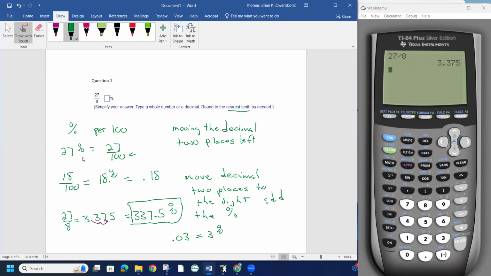So remember, if I want to change this percent back to a decimal, you'd have to move the decimal two places back to the left. So if I want to change this back, 337.5% would be the same thing as 3.375. So if I typed in 3.375, notice how if I hit the math button and tell it to change that back to a fraction, that gets me back to the 27 eighths. So you can reverse the process. You can change a percent to a decimal and then back to a fraction. And again, a calculator is a really easy tool to make some of that happen.